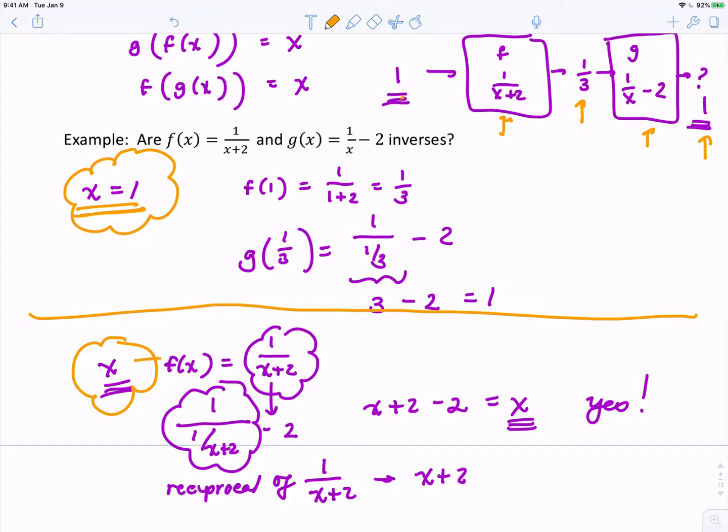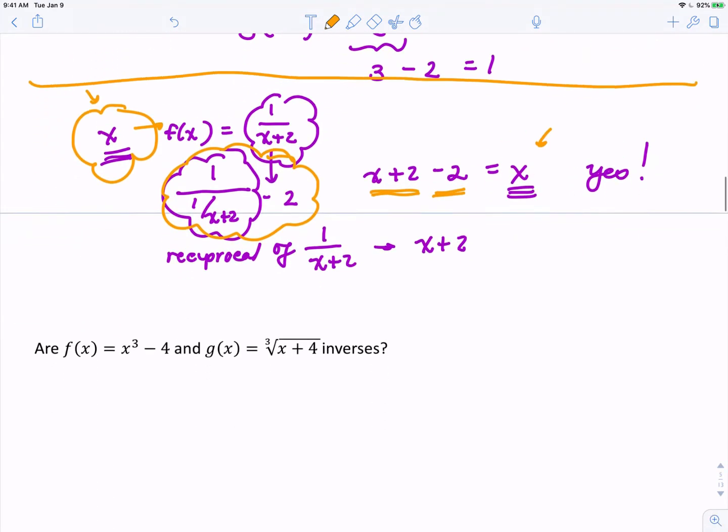So if you put an x into f of x, you get out 1 over x plus 2. And then we took 1 over x plus 2 and we put it into function g. That was this work right here. And if we put it into function g and we simplified it, we had the reciprocal of 1 over x plus 2, which is x plus 2, minus 2, which gives us x. So put in an x, get out an x. It undid the function. And so yes, they're inverses.